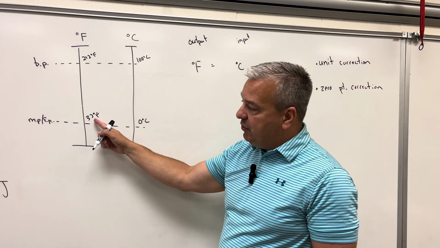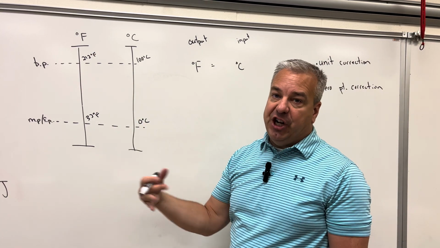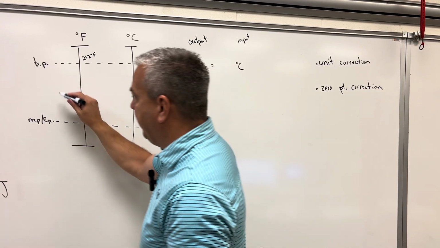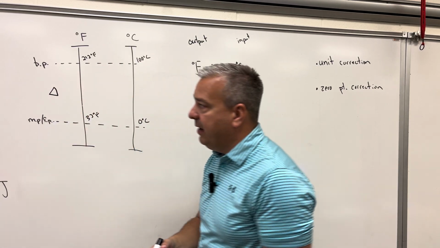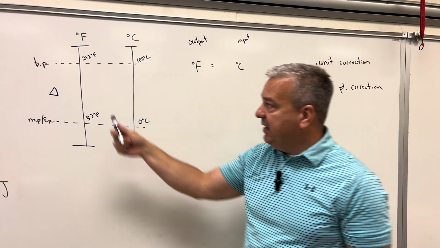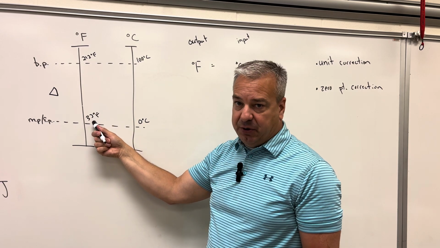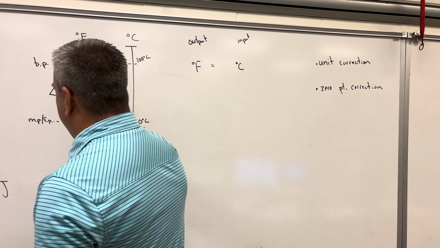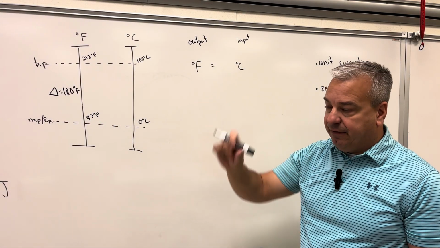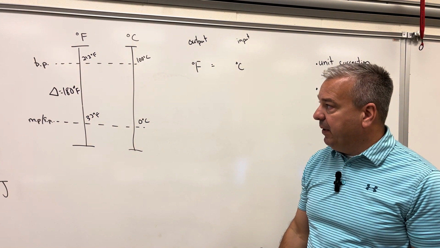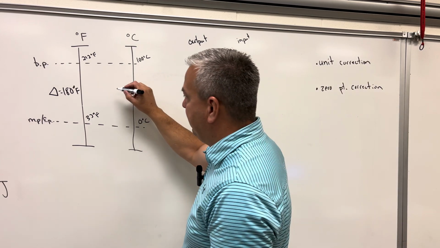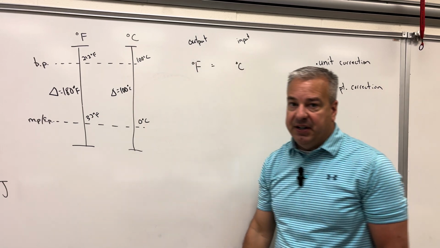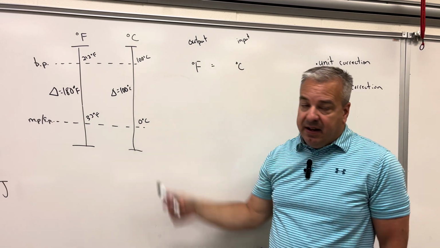First thing that we're going to talk about is unit correction. So what we're going to do is take the delta, which means the change between the boiling point and the melting/freezing point. So in degrees Fahrenheit, the delta between these 2 points, if I take 212 and subtract 32, comes out to be 180 degrees Fahrenheit. That's the difference between the melting point and the boiling point. If I do the same thing in degrees Celsius, the delta ends up being 100 degrees Celsius. That's the delta between these 2 points.